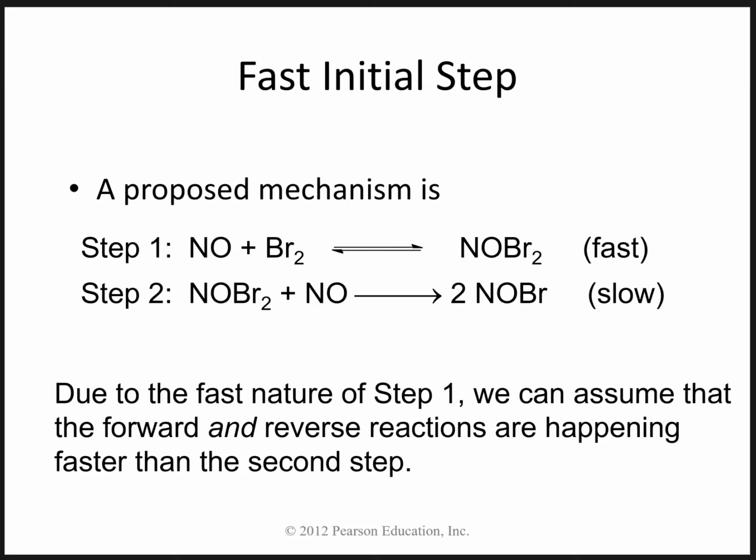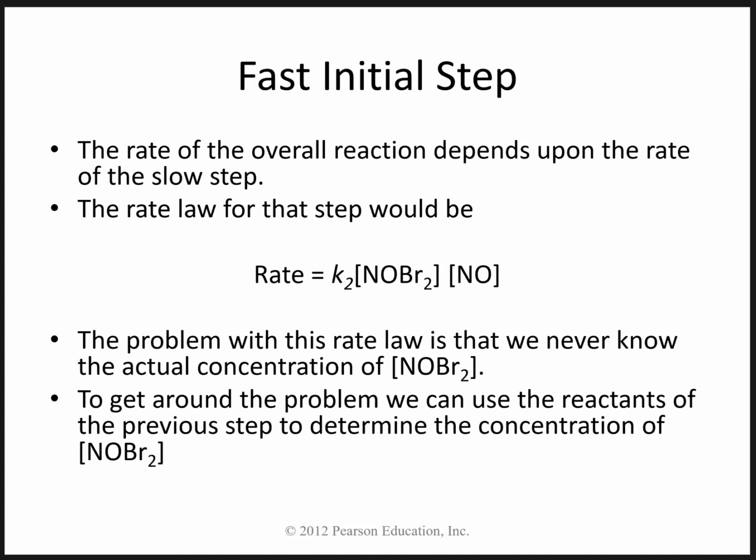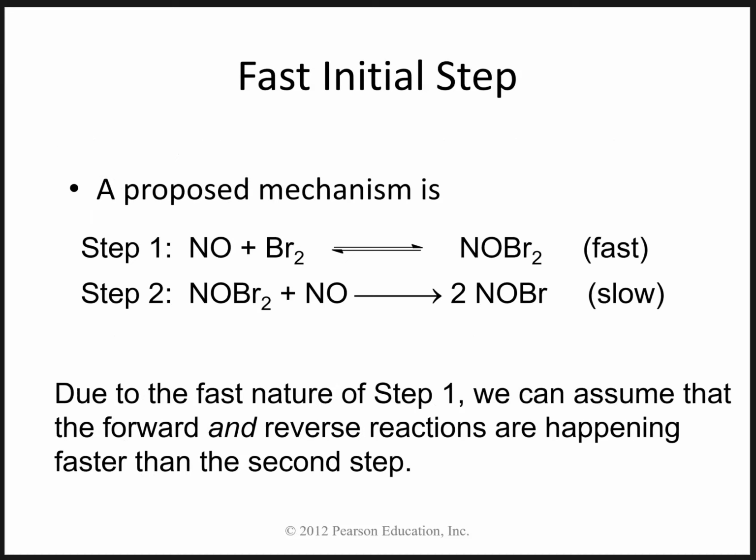When we write the rate law for a slow step, we always base it off the reactants. And so we would predict the rate law for this reaction would be: the rate equals the rate constant of step 2 times NOBr2 times nitrogen monoxide. The problem with this, though, is that if we go back and look at the actual mechanism, we don't see NOBr2 in the overall reaction.